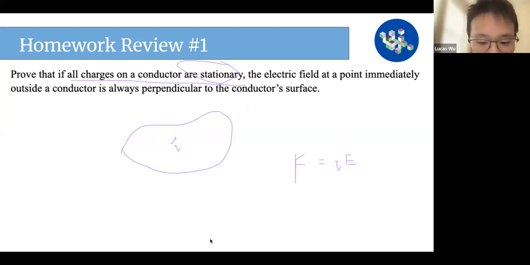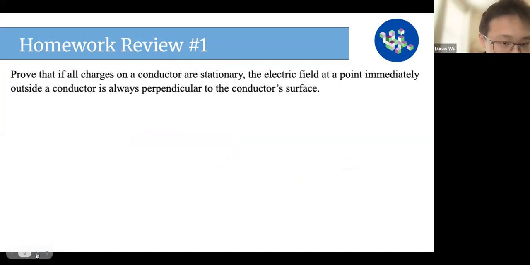So that really just tests your conceptual understanding of what conductors are. And good job, Kevin. Yeah, if the electric field was parallel to the surface, then charges would move along the surface. Well said. Let's go on to the next problem.